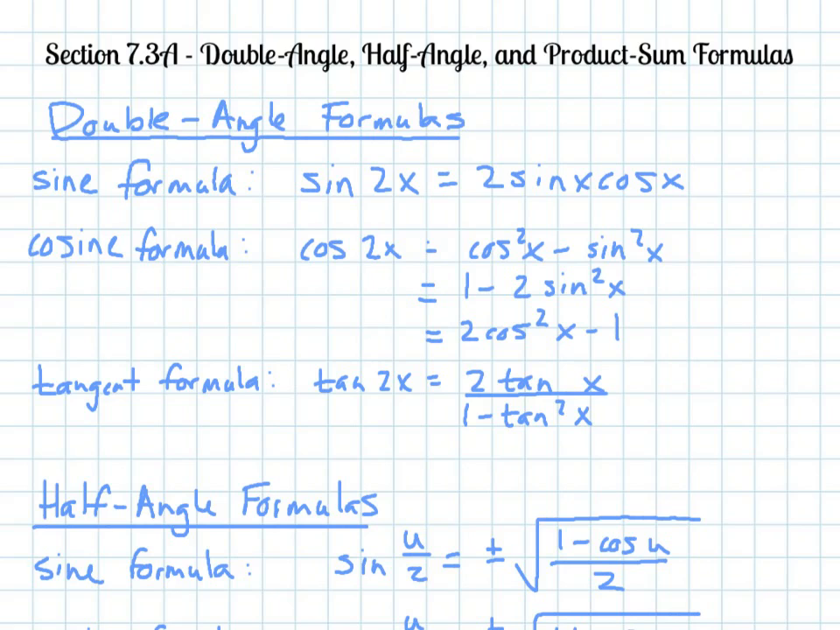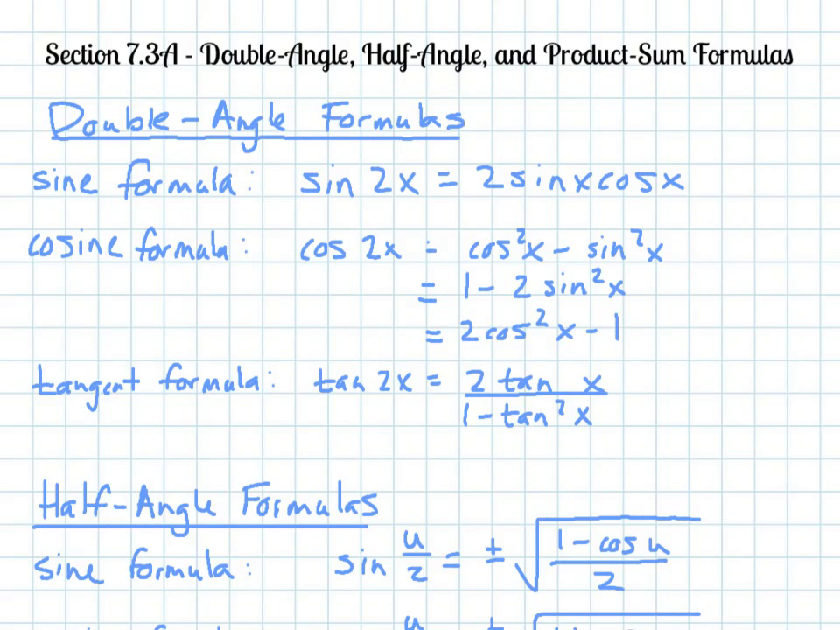I'll derive at least a couple of them just so you can get a feel, because if you derive one, then the rest of them are a similar process, doing the same thing. So for the sine formula, for double angles, that means it's like x plus x. That would be the same thing as saying 2 sine of x cosine of x.